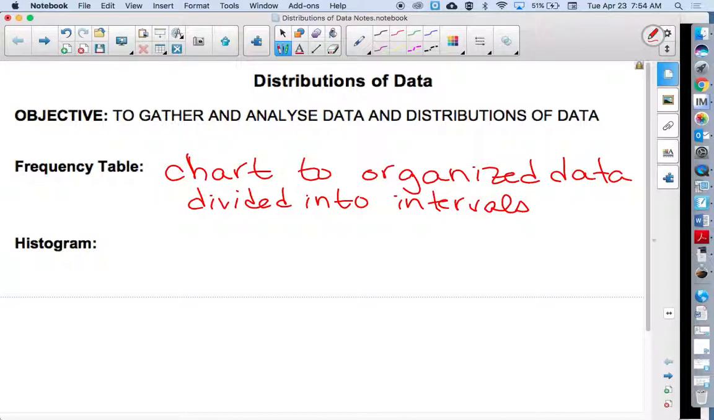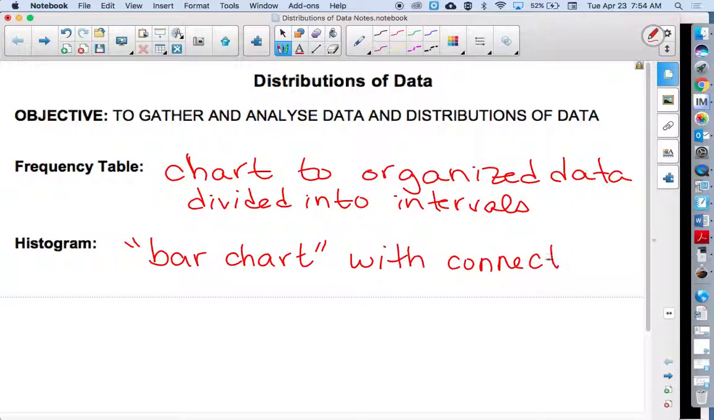A histogram is really a bar chart, but this has connected bars. And the reason the bars are connected is because our intervals go from one number to the next. They don't skip any values.